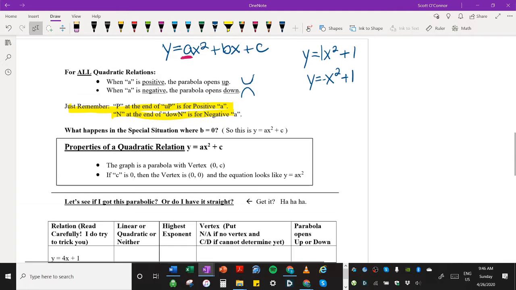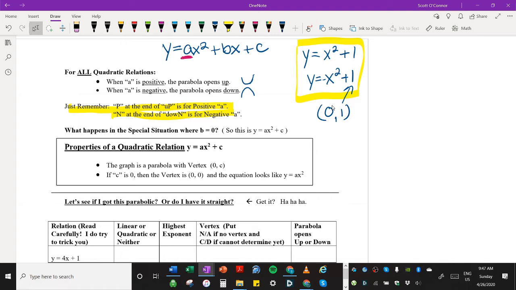What happens in the special situation where b is equal to 0? And actually, we just worked with that right here. So y equals ax squared plus c. The graph is a parabola with the vertex of (0, c). And so if you look at our example right here, the vertex would be (0, 1), because c is 1. And the same thing with the other equation.